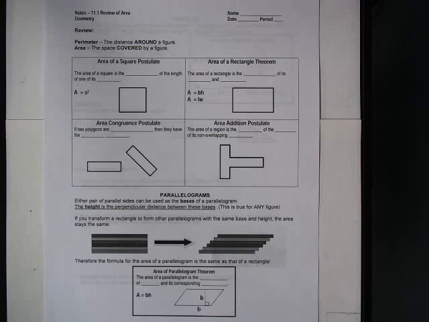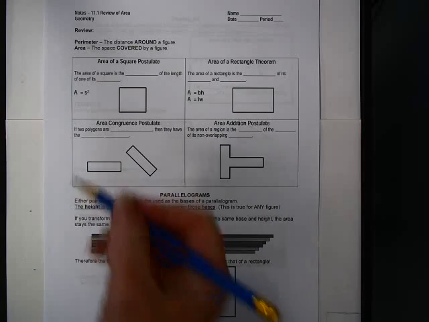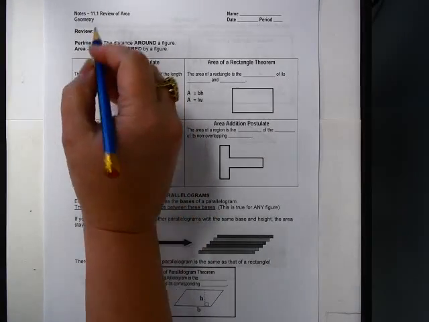Alright students, today we are going to start chapter 11, which is the study of area and perimeter. Most of you will find that a lot of this is review because you started learning about area and perimeter way back in elementary school, and then you practiced it again through middle school. Okay, so just a quick review of the terminology.